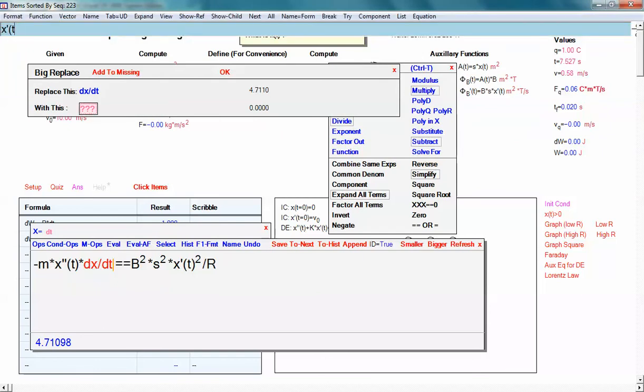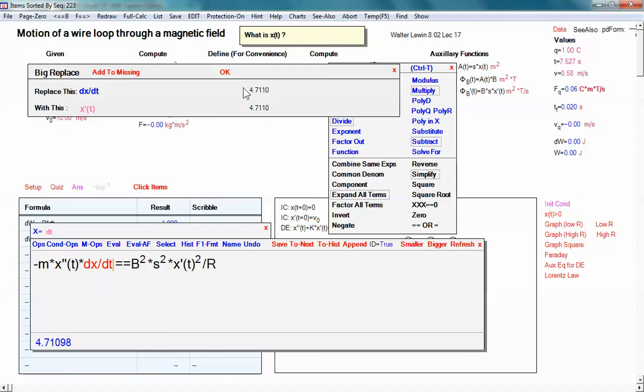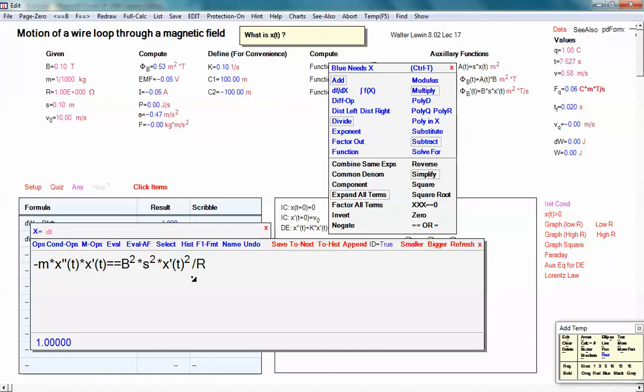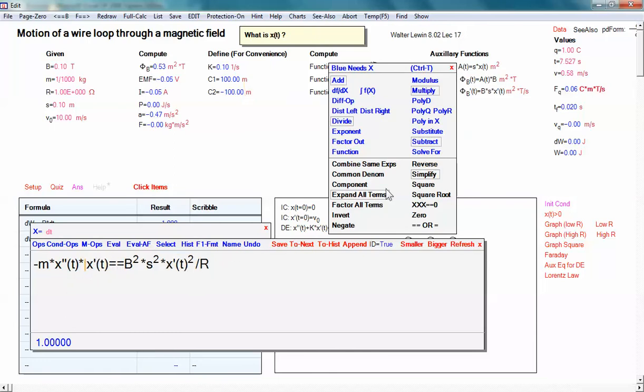X prime of t. Notice these numbers are the same here. That's a pretty solid indication that I'm not doing anything stupid here, that is a valid substitution. So let me do that. All right, then I look at my equation one more time, and I notice I have an x prime of t here, and I have x prime of t squared here, so I can simplify this thing a little further if I divide both sides of the equation by x prime of t. So let me do that. I put it in my auxiliary slot, and I divide.